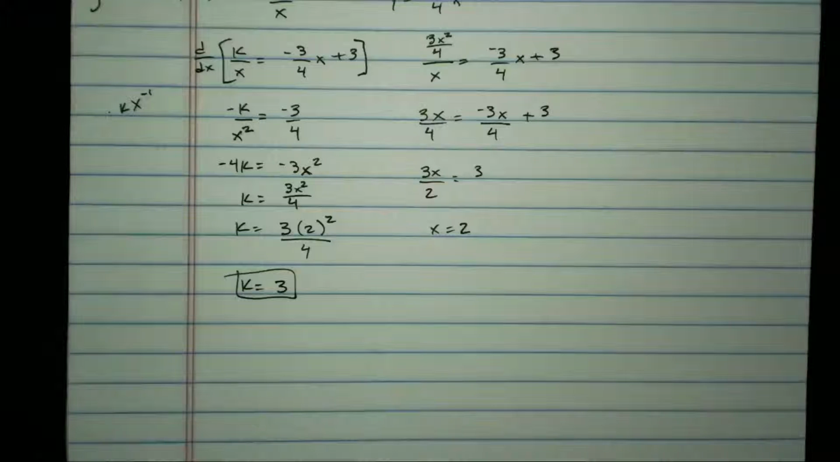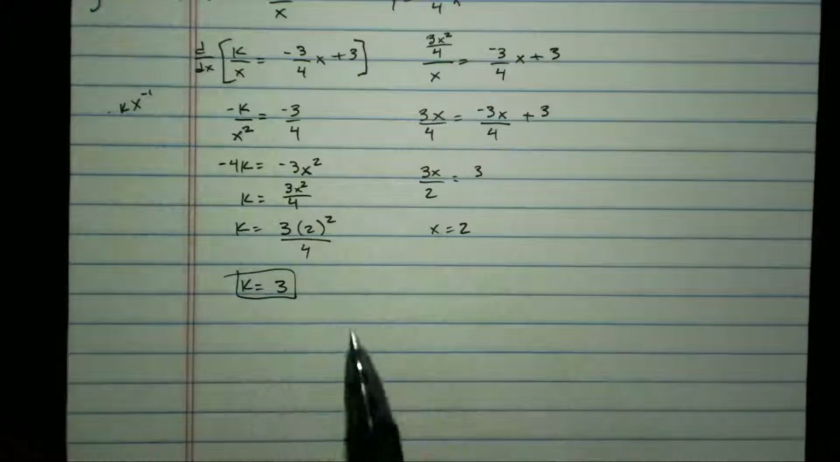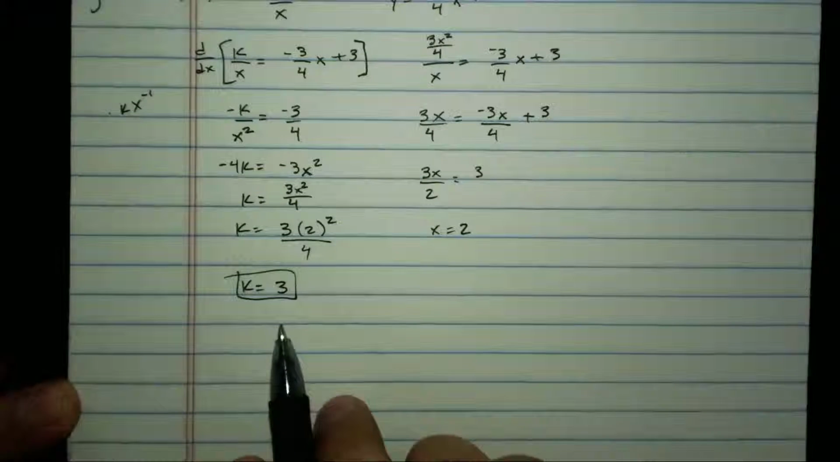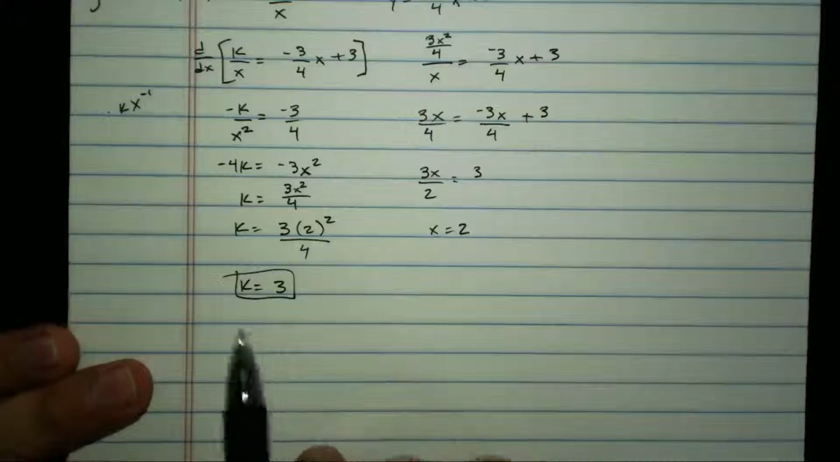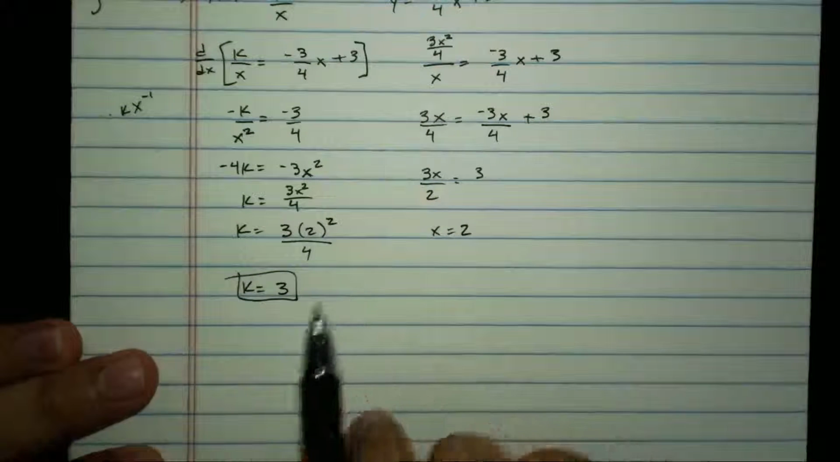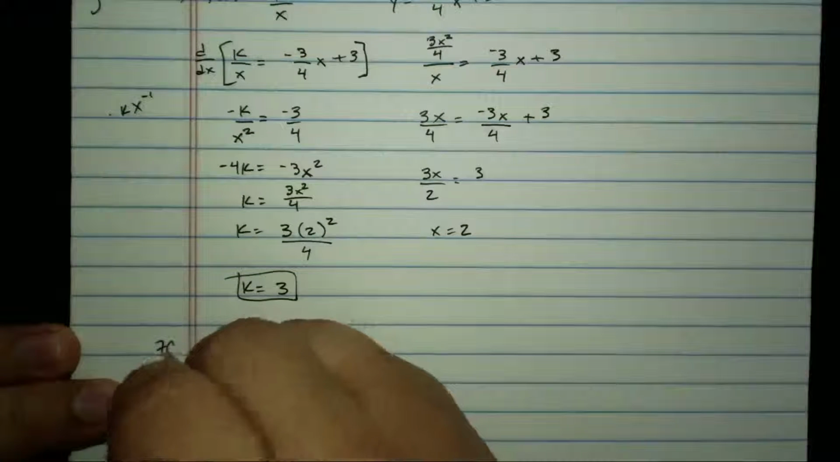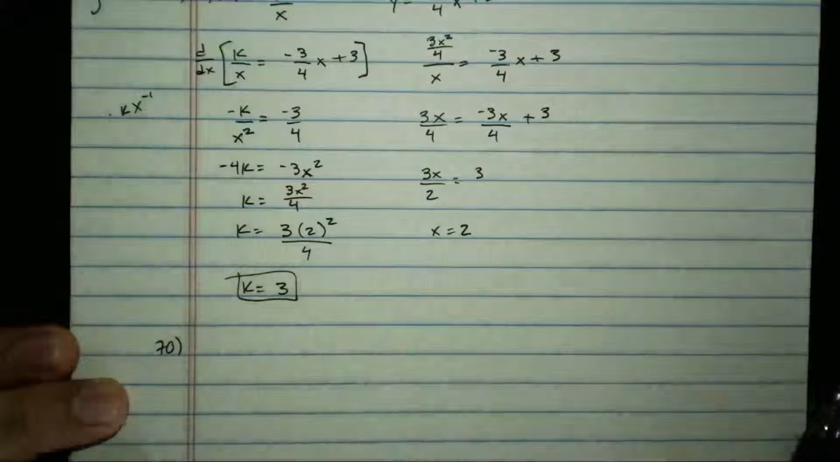Okay, so let's go ahead and do 70, unless there are any questions on that one. Such a long process for a simple answer. Yes, that is calculus, and it's going to get much worse next lap. So 70, let's work 70 out.